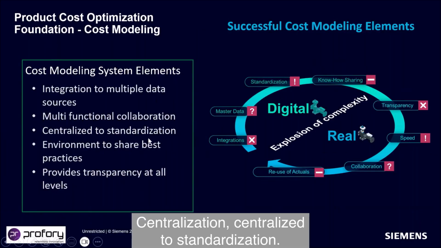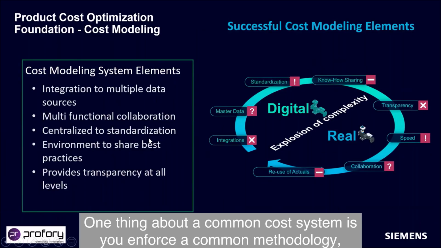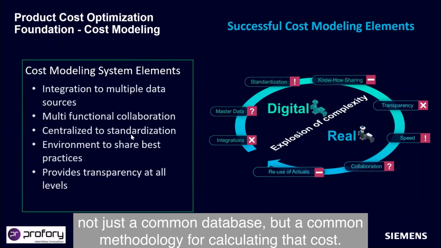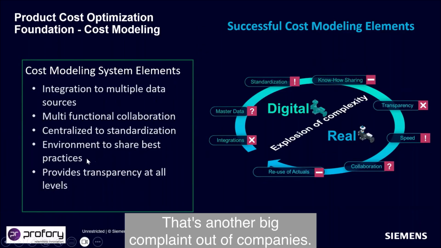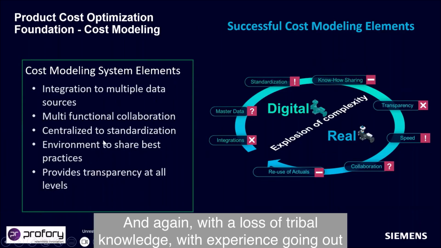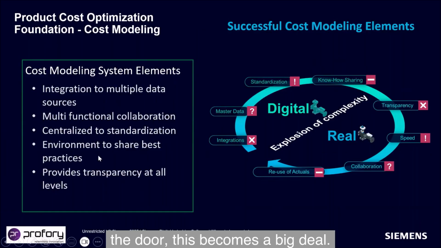Centralization, centralized to standardization. One thing about a common cost system is you enforce a common methodology, not just a common database, but a common methodology for calculating that cost. That's another big complaint out of companies. And again, with the loss of tribal knowledge, with experience going out the door, this becomes a big deal.